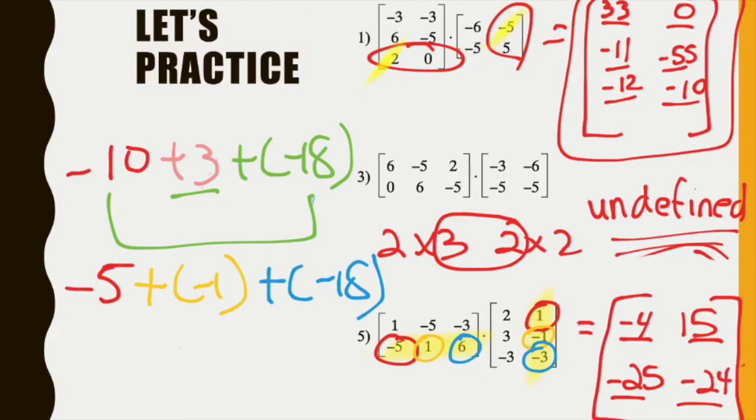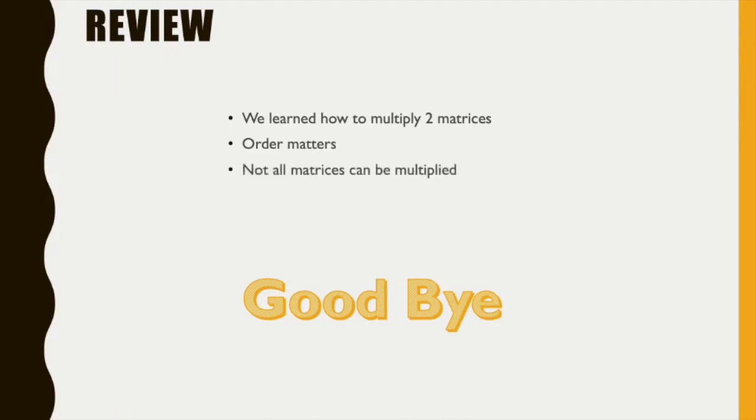All right, we have multiplied matrices. Let's review what we've done. We learned how to multiply two matrices together, and when we were doing that, we realized that the order matters, and not all matrices can be multiplied, and you need to know your dimensions.